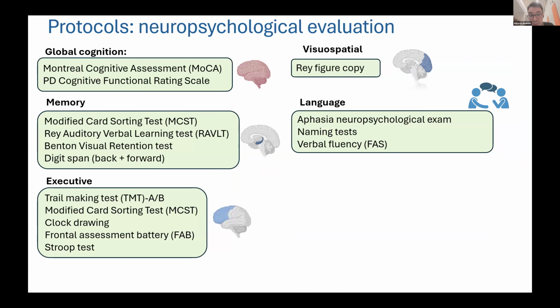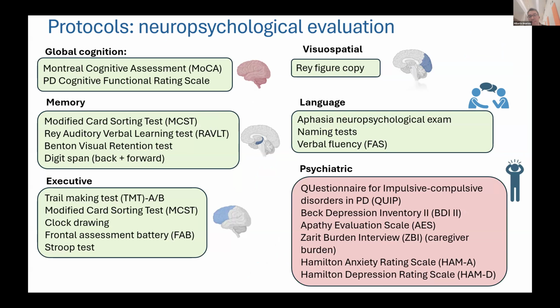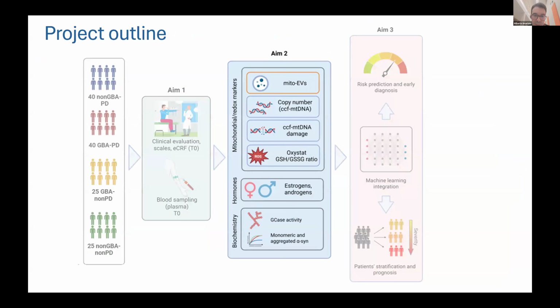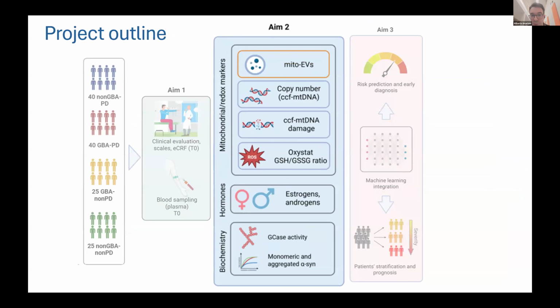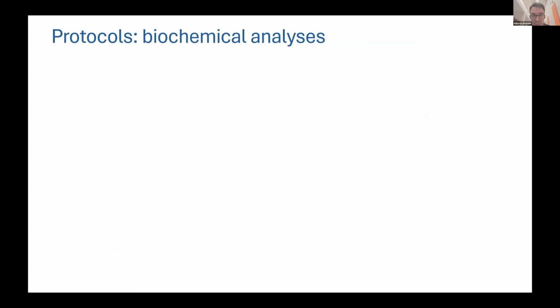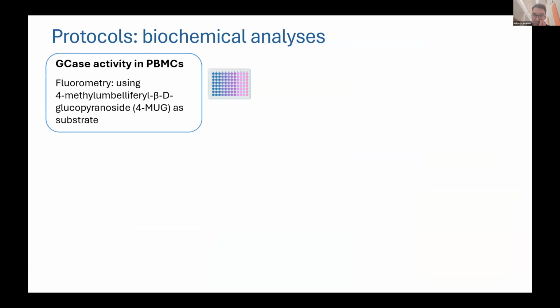We are also conducting a complete battery of neuropsychological evaluation, including, of course, global cognition and all neuropsychological domains: visuospatial, language, memory, and executive function in all participants, as well as the psychiatric domain, including impulsive-compulsive disorders, depression, anxiety, etc.